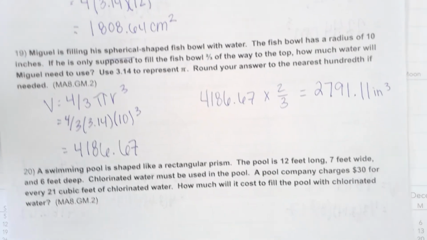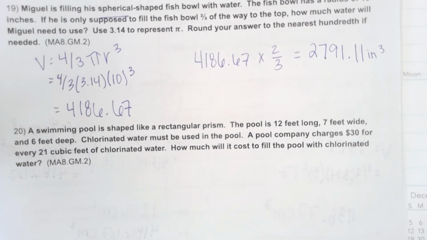Alright guys, and then the last one, a swimming pool is shaped like a rectangular prism. The pool is 12 feet long, 7 feet wide, and 6 feet deep. Chlorinated water must be used in the pool. A pool company charges $30 for every 21 cubic feet of chlorinated water. How much will it cost to fill the pool with chlorinated water?